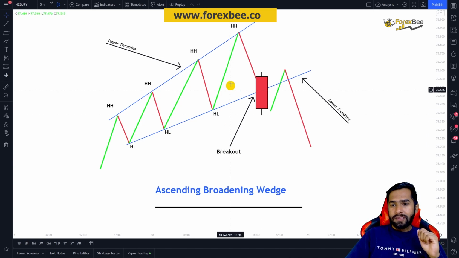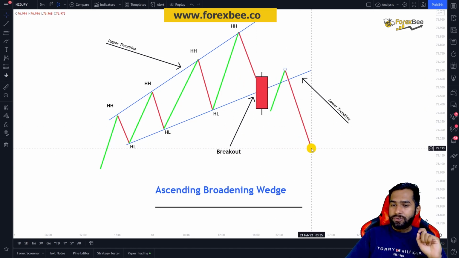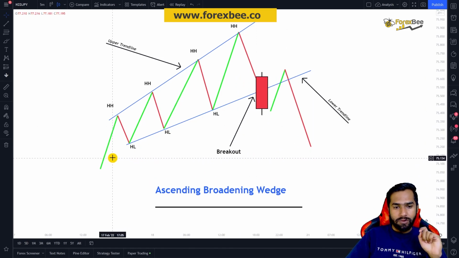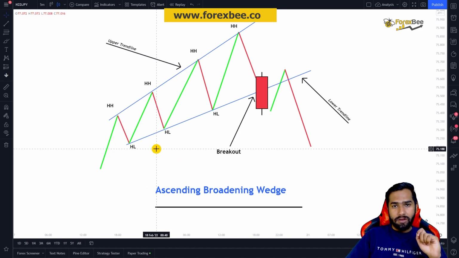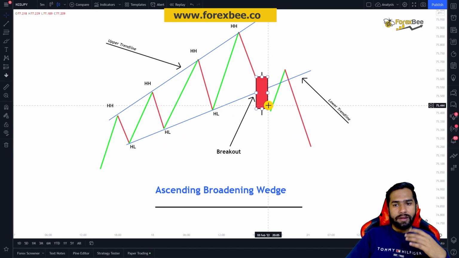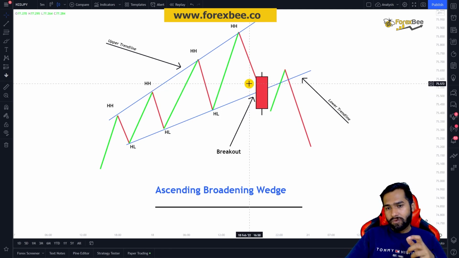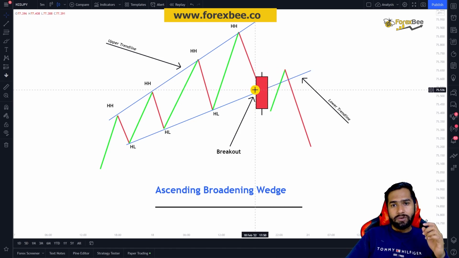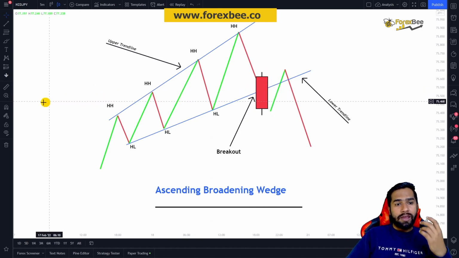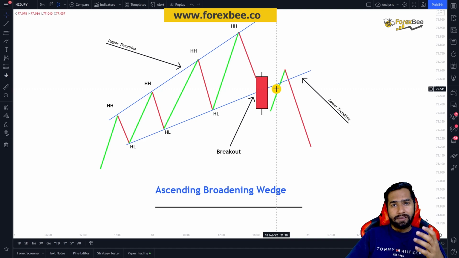So once this breakout happens, you should be targeting this lower origin of the ascending broadening wedge pattern, and your stop loss can be any key level that you detect. Like here, if you spot a resistance, or if you spot any supply zone in the past, that can act as a very good confluence.